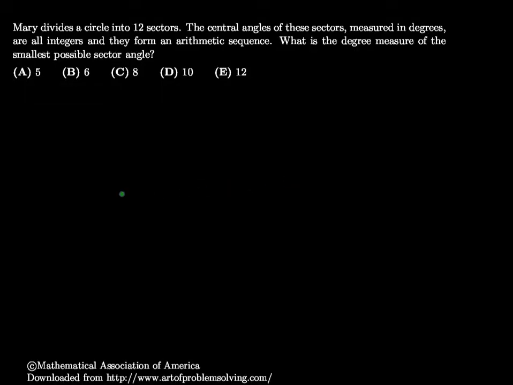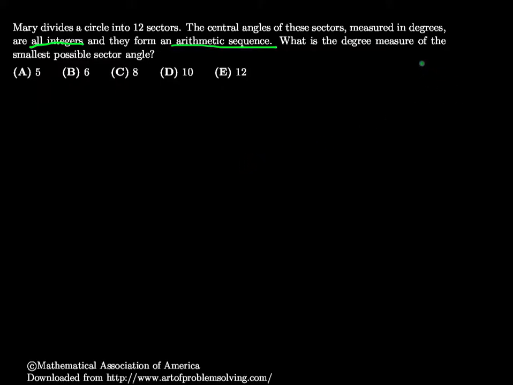Okay, 2012 AMC. This is problem 7 from the AMC12A and problem 10 from the AMC10A. The way I'm going to solve it uses a little bit of a number theory concept. Mary divides a circle into 12 sectors. The central angles of these sectors measured in degrees are all integers, and they form an arithmetic sequence. So we have all integers and an arithmetic sequence. What is the degree measure of the smallest possible sector angle?